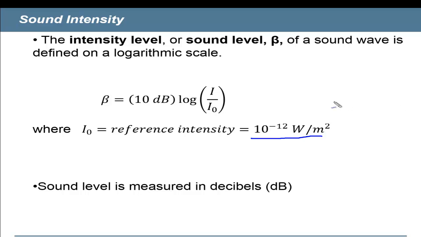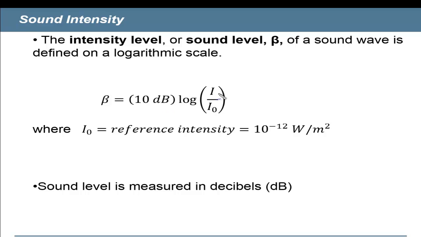So just to get an idea of how loud something is in terms of decibels, if our intensity is the same as the reference intensity, which remember is the faintest sound that someone can hear, then we'd have the log base 10 of 1, which is 0. And so we'd have 0 times 10 decibels. Our sound level would be 0. That's the faintest we can possibly hear.